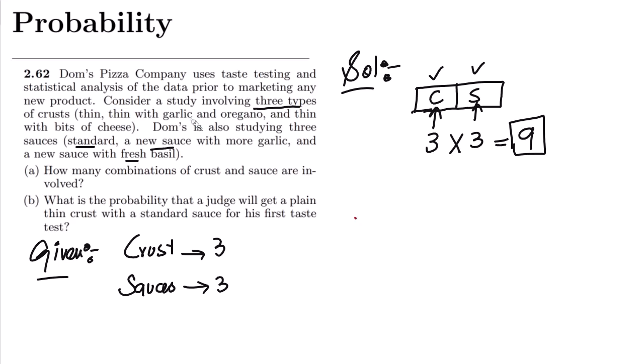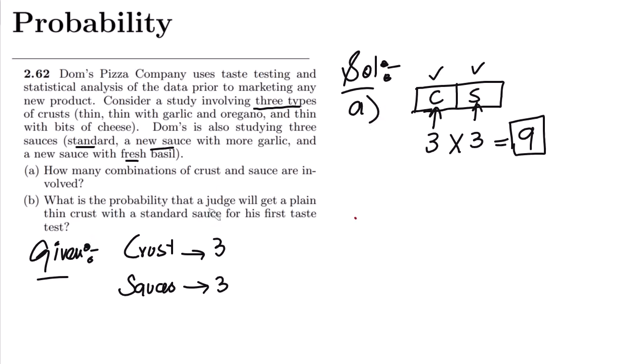How is it possible? You can also consider it this way: with thin crust, you can have the standard sauce, the new sauce, and the new sauce with fresh basil. So three choices. Similarly, for the second crust you again have three choices, and with the third crust you also have three. So 3 plus 3 plus 3 is 9, which is basically 3 times 3, that is 9. This is the solution of part A.